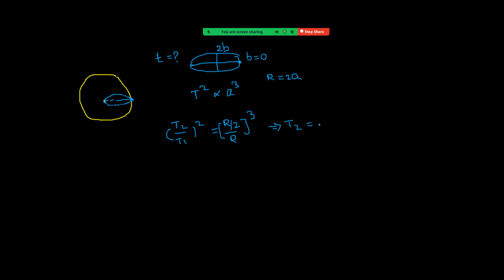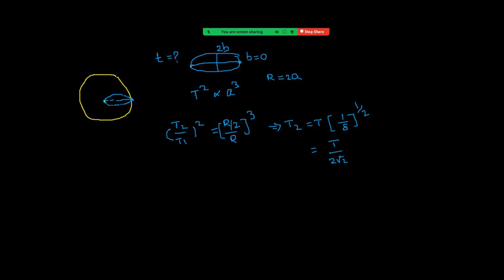So T2 is equal to T1 or T into, r gets cancelled, it is 1 by 2, or in this case it is 1 by 8 whole power 1 by 2. That is equal to T by 2 root 2. Check it once. 8 is taken as 4 into 2, so root 4 becomes 2. Okay. Now time taken means from this end to the other end.